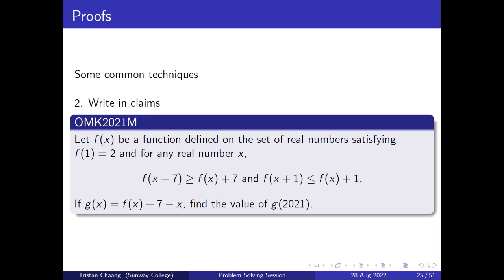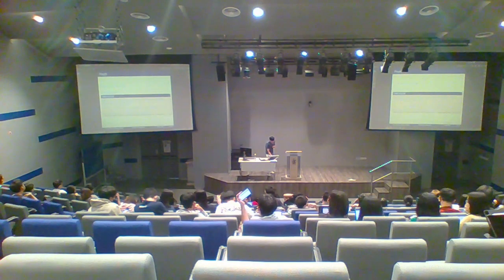There's a 7 here, which is quite weird. If the 7 were a 1, then those two things must be equal, right? Because it's like f(x) plus 1 is more than or equal to f(x) plus 1, and also f(x) plus 1 is less than or equal to f(x) plus 1. So if they were 1, then sure, they are equal. But there is a 7 over there. But in fact, what we can do is this.